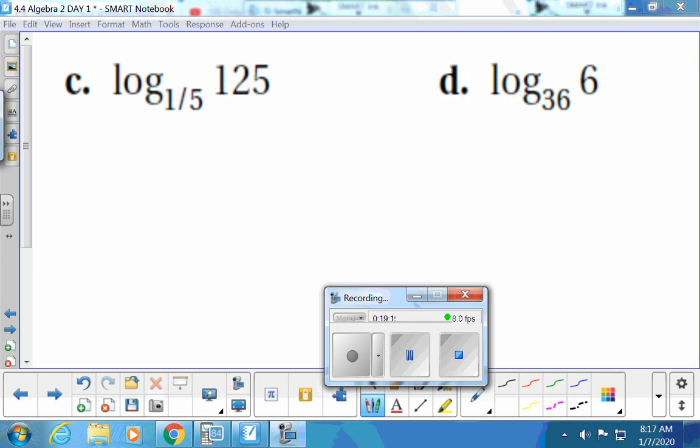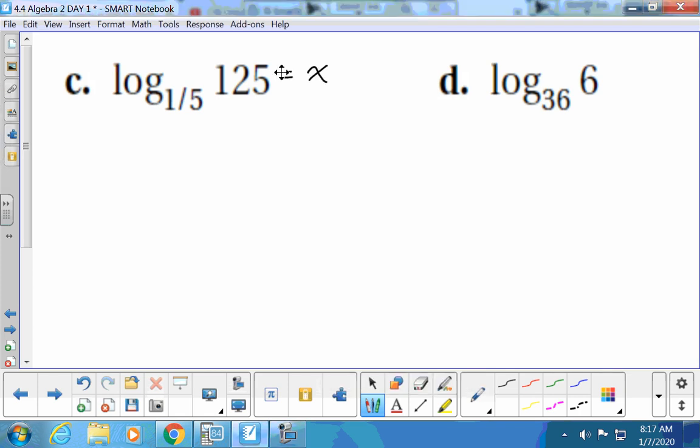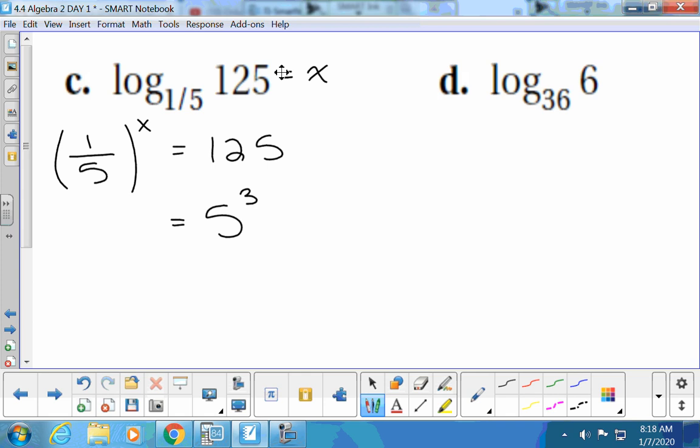All right, same deal. We're going to try this without the calculator button. We've got our x over here. So exponentially, it'd be 1/5 to the x power equals 125. I'm going to try to make my left-hand side match my right-hand side again. I know that 125 is 5 to the third. I recognized it as a perfect cube from last month when we were doing our perfect cube talking.